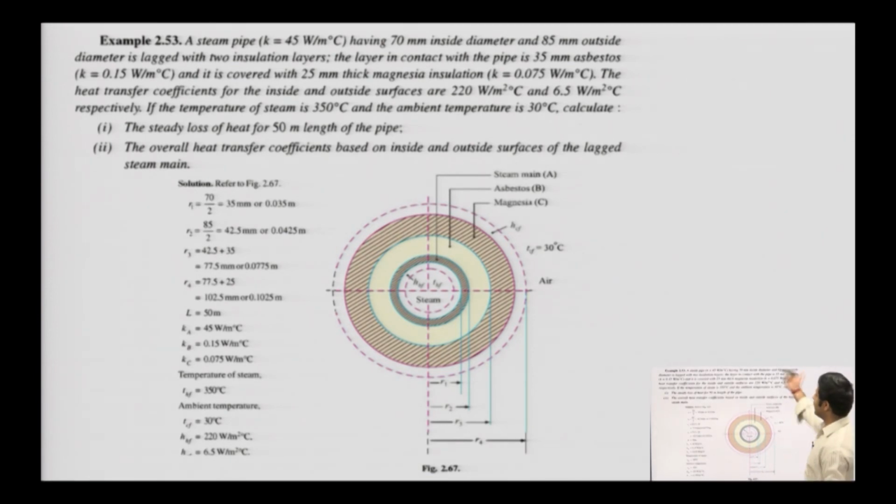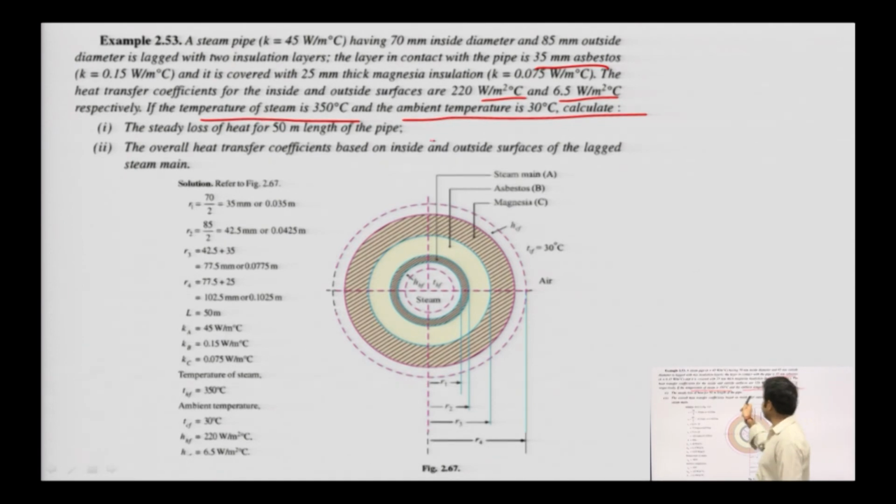A steam pipe, K 45 watts per meter degree Celsius, having 70 mm inside diameter and 85 mm outside diameter, is lagged with 2 insulation layers. The layer in contact with the pipe is 35 mm asbestos. K is given, and it is covered with 25 mm thick magnesia insulation. This is the K for that. The heat transfer coefficients for the inside and outside surfaces are this and 6.5 watts per meter square degree Celsius respectively. If the temperature of the steam is this and the ambient temperature is 30 degrees Celsius, find the steady loss of heat for 50 meters of pipeline, and the overall heat transfer coefficients based on inside and outside surfaces of the lagged steam pipe.